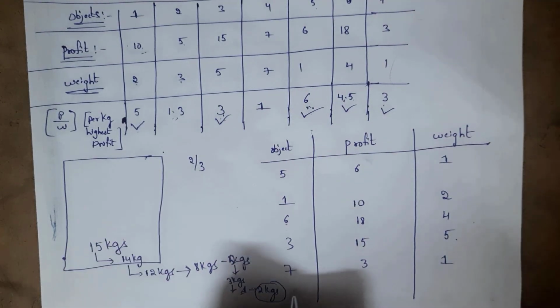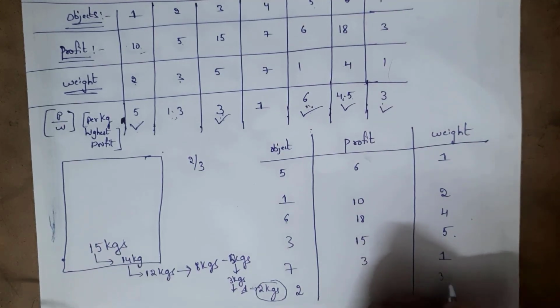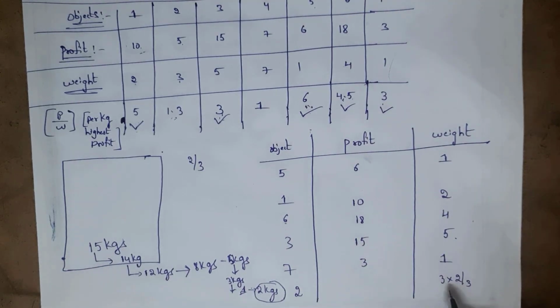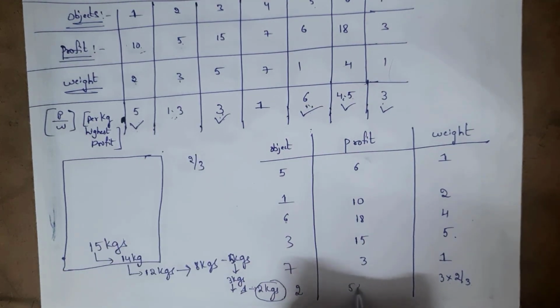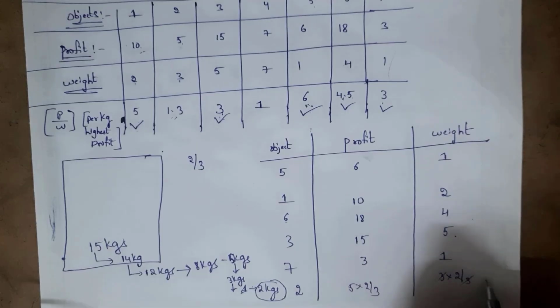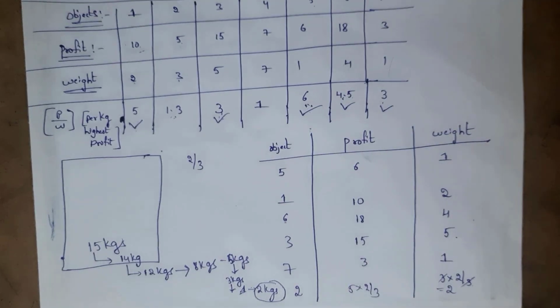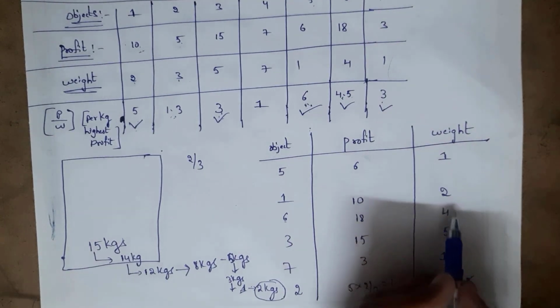So for this object 2, the weight is 3, but I am selecting only 2 kgs per 3. That is 3 into 2 by 3. And similarly, profit is 5, so 5 into 2 by 3, that is 3 cancel, that is 2, and 5 into 2 by 3, that is 1.3. Now we need to calculate the total weight.